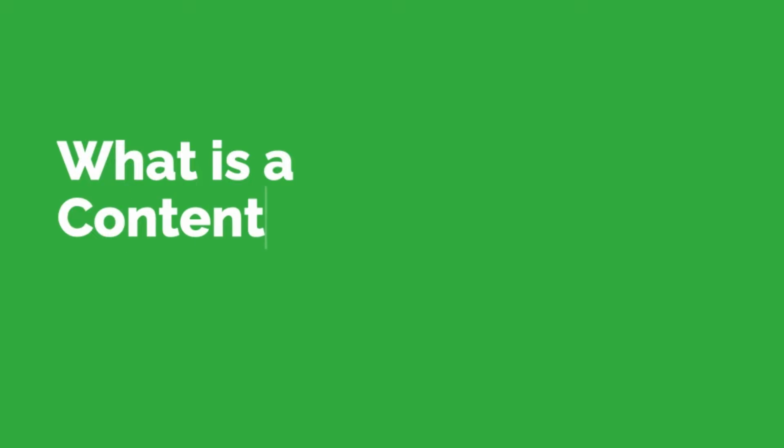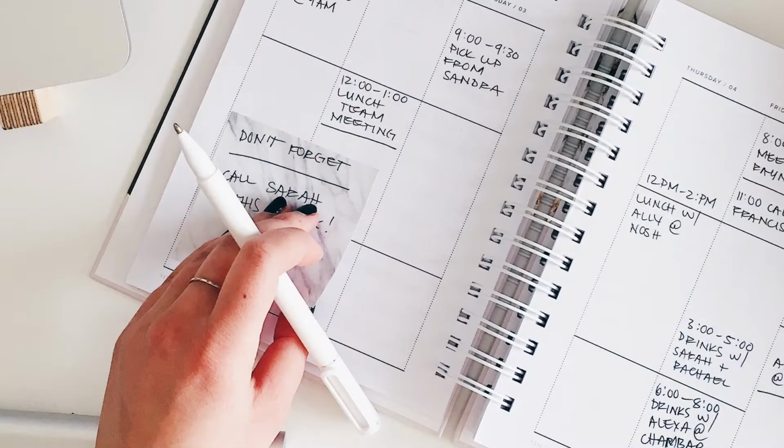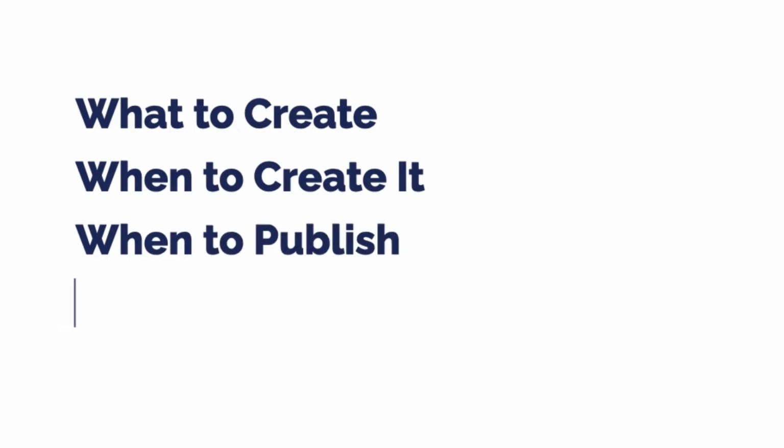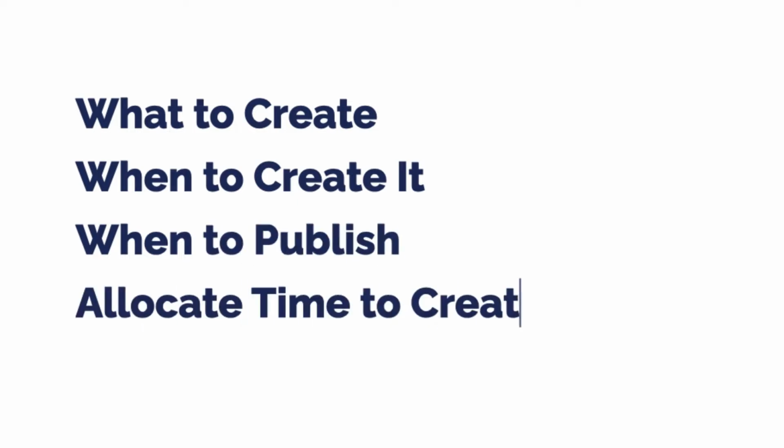What is a content calendar? Most people have a daily schedule or calendar or diary of their appointments and meetings. Typically, it'll say, I'm meeting with Reg at the coffee shop at 4 o'clock and I need to allow 30 minutes to get there on time. Your content calendar is just like that. You want to know what you're going to create, when you're going to create it, when you're going to publish it, and you want to allocate time for actually creating the content.